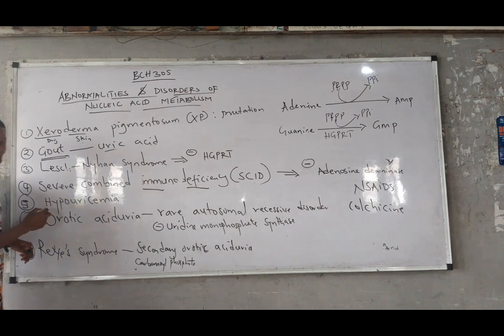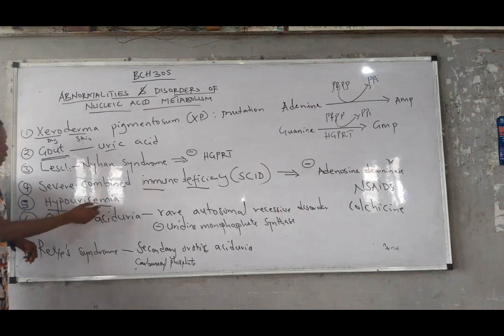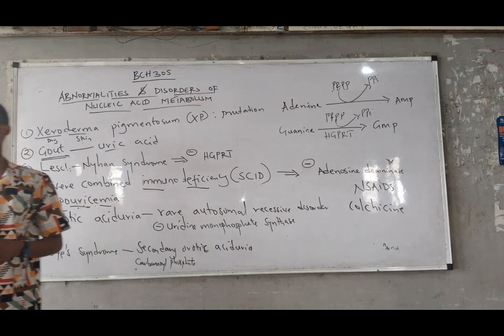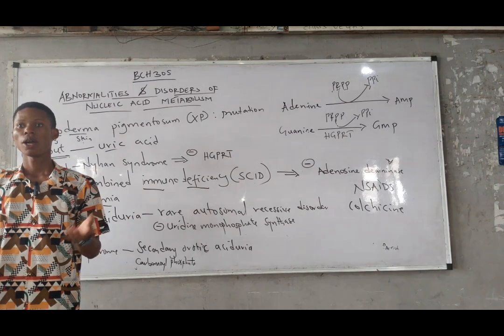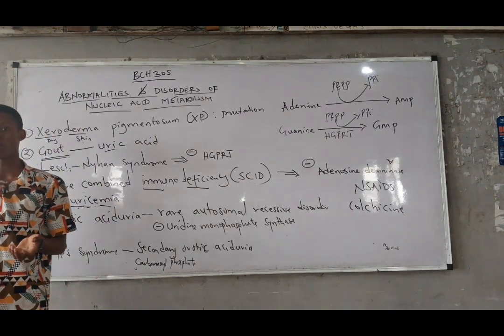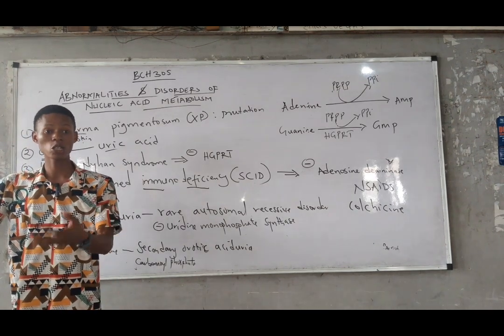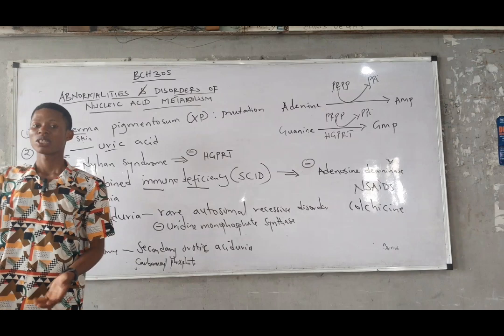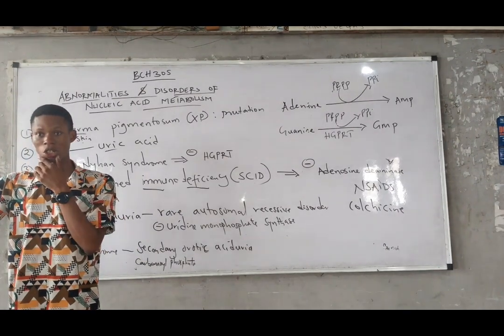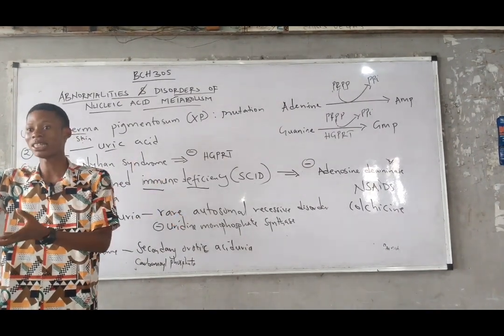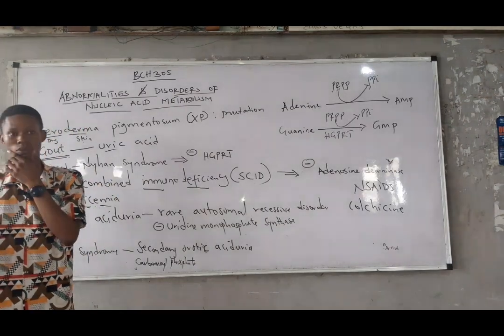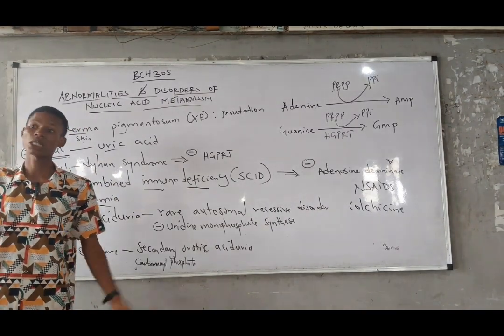Hypouricemia. Hypo means what? Low, right? Anytime you see "mia", it is what? Blood, right? So hypouricemia is low uric acid in the blood. Now, this is not actually a defect on its own. If the uric acid level in the blood is below normal, it's a sign of underlying disease. Not a disease itself, and it has no clinical significance.